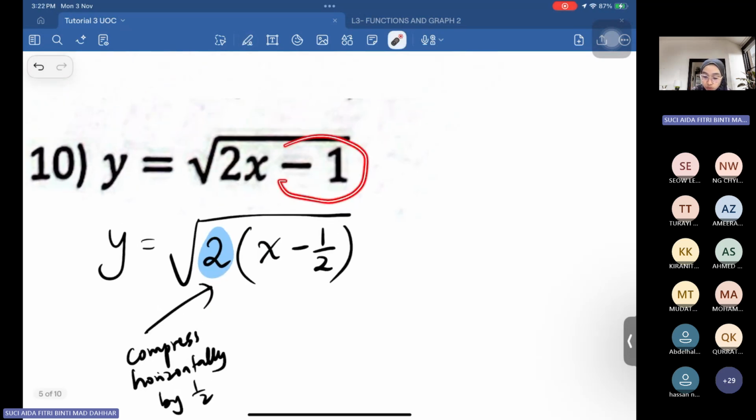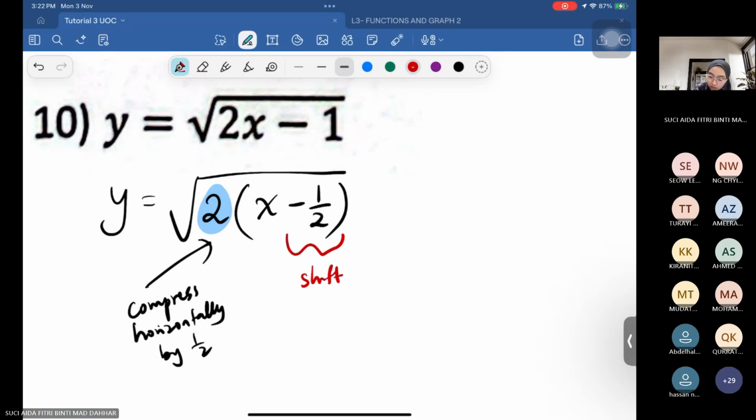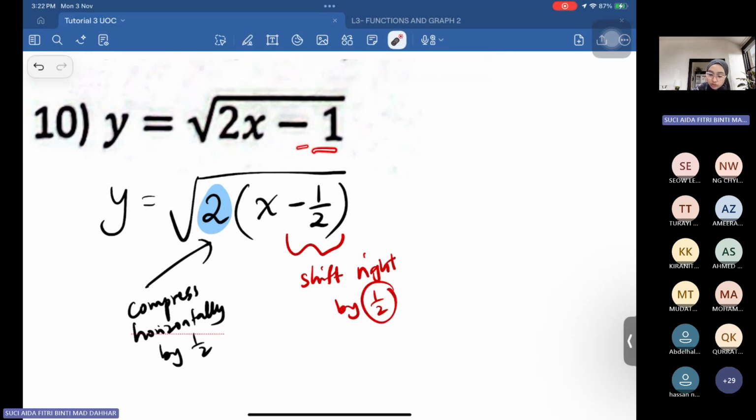So you are not supposed to move to the right by 1 unit. 1 unit before, now becoming half unit. That's why I suggest you write in factorized form first, so that after you deal with the compression, you can shift accordingly. Okay, you're supposed to shift this to the left or right? Right, okay? And shift how much? Half only. Don't shift 1 unit, yeah? Remember your x has been compressed, become half of its original size.